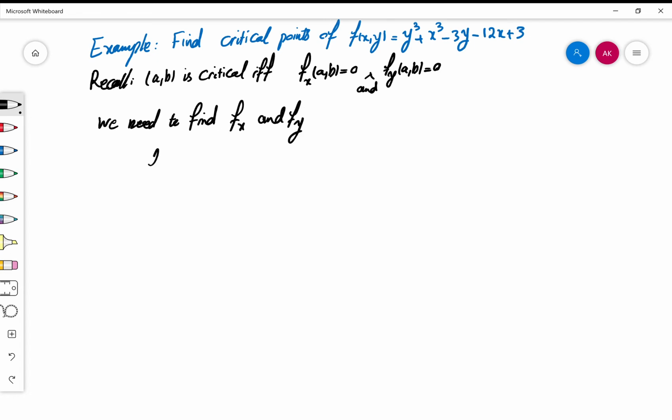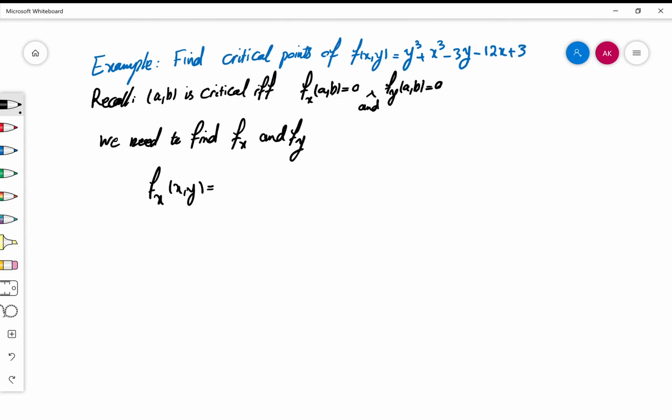Well, fx: we are differentiating with respect to x. This is a function of x, y again. So y cubed with respect to x, the derivative is 0, plus x cubed, which is 3x squared by the power rule, minus 3y with respect to x, it is 0, minus 12x with respect to x is 12, plus 0. So this is 3x squared minus 12.